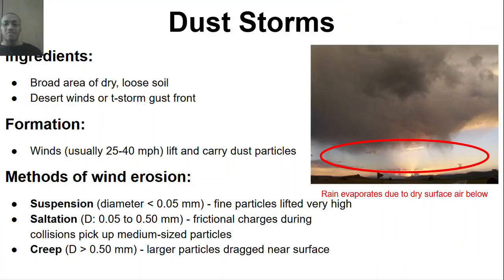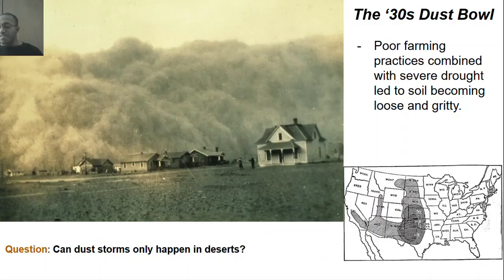Well, from the previous slide, you only need a broad area of loose soil and some winds to have a dust storm, and so it really doesn't matter what climate zone you're in. If you have those ingredients, you can have an event like this occur. But typically, dust storms are more applicable to deserts, because of the type of soil that is able to support them.